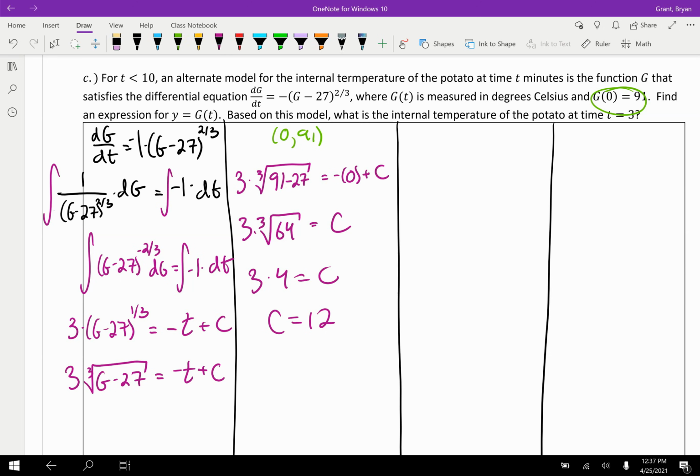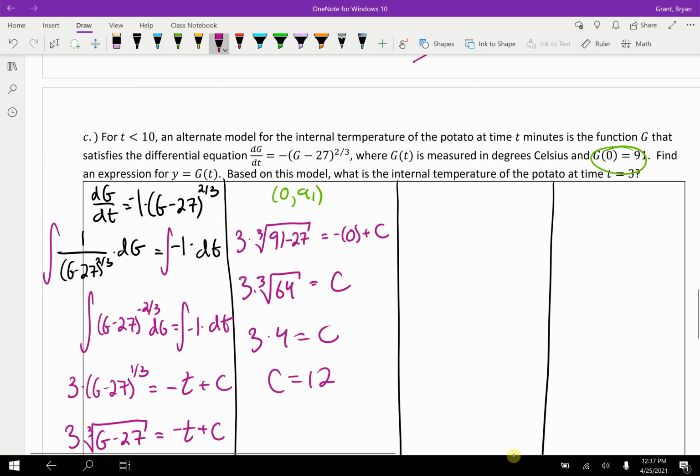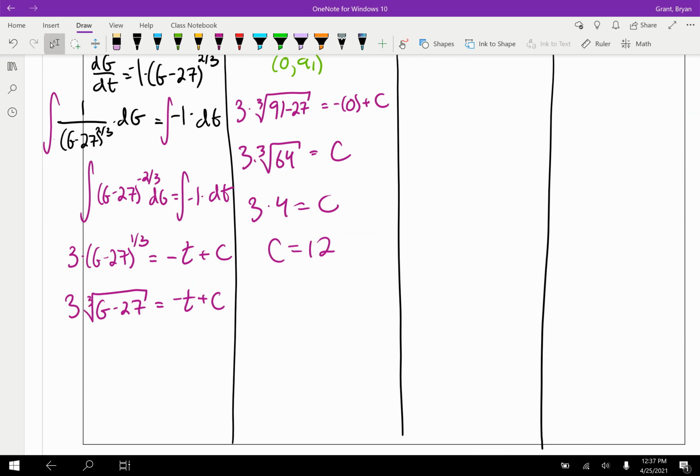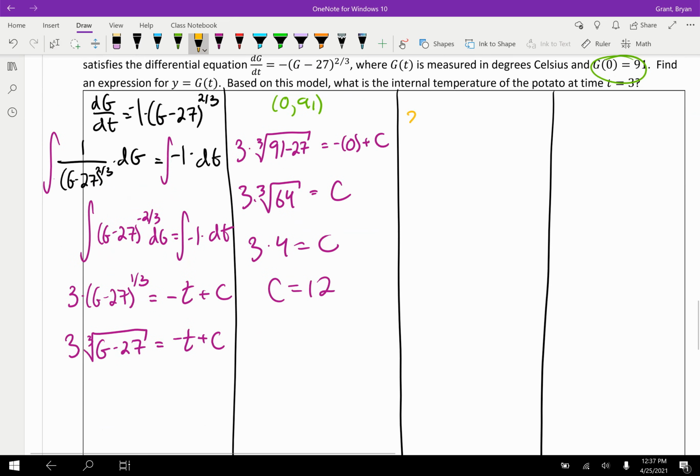All right, now that we've done that, we need to actually find an expression for y equals g of t, which means isolate y. I really don't like this notation, though, because they say y equals. I would rather see this as g equals some function of t. So you see that you're isolating g and you're doing stuff to t, but oh well, College Board doesn't listen to me. So let's get to it. We know that this is 3 times the cube root of g minus 27 equals negative t plus 12.